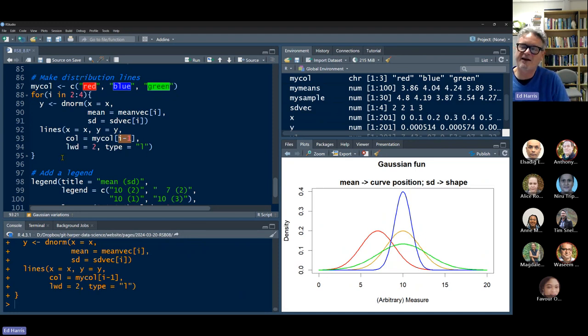Do play with it later. Yes, and the colors are different because it's cycled through my new vector of colors. That's exactly right.